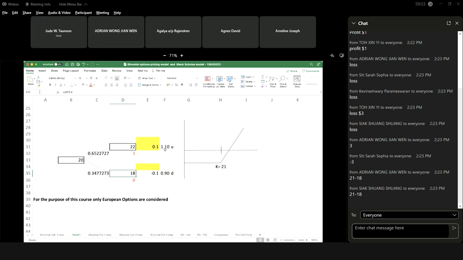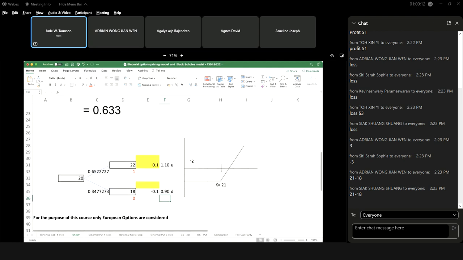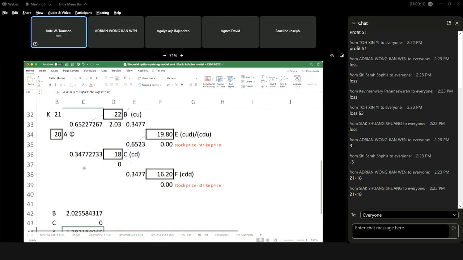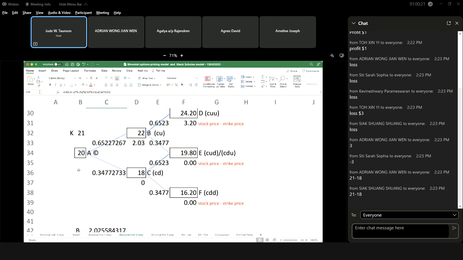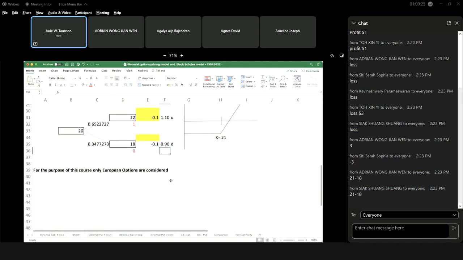How do I get 1.1? Very straightforward: 1 plus 0.1. How do I get 0.9? Very straightforward: 1 plus negative 0.1. Any other question? Please understand this one because this is the basic one. If we have 3 steps, it can be longer, and that is more confusing. So this is the basic one. We do the simple one first.